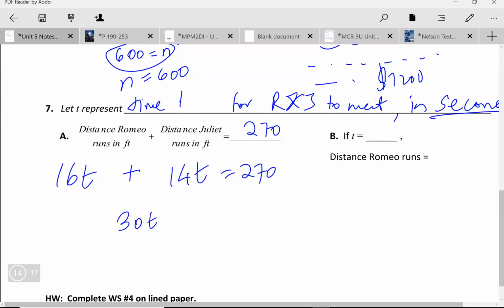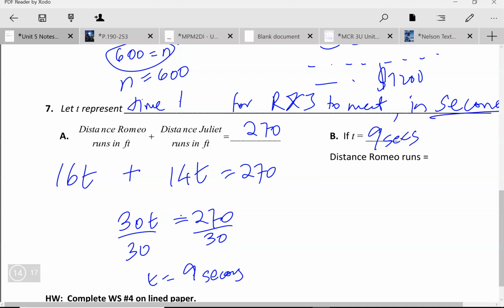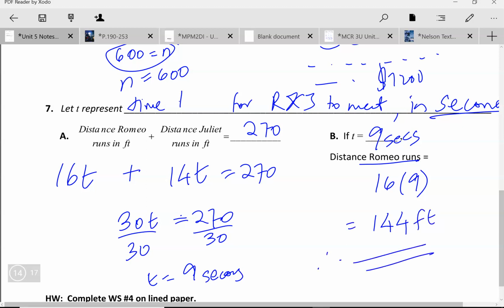I'm just going to add the like terms. This is very easy to solve. Divide both sides by 30. And so t equals 9 seconds. So that was very quick. t equals 9 seconds. And the distance that Romeo runs is 16 times 9, which is 144 feet. Therefore, statement, very important.